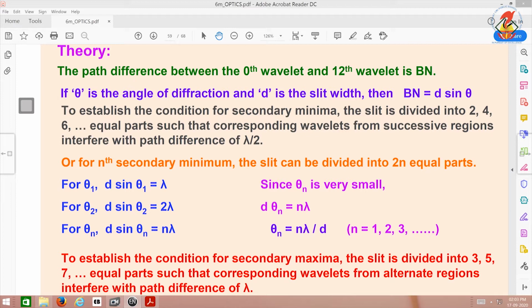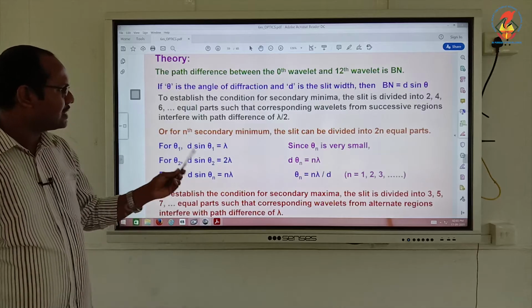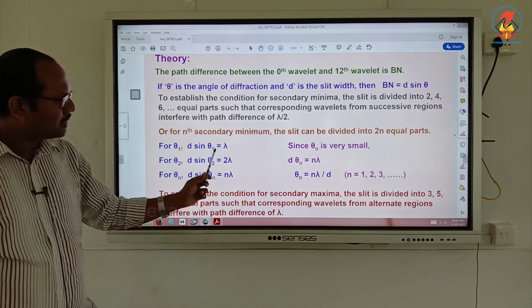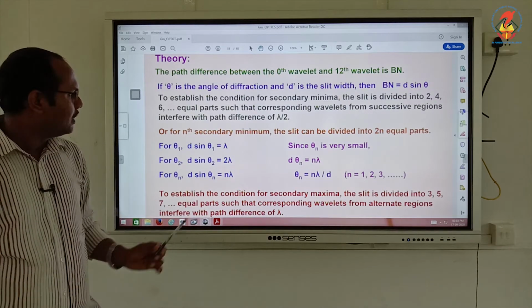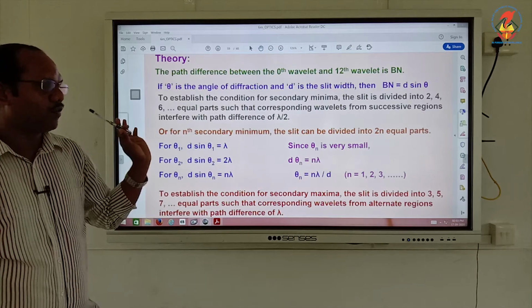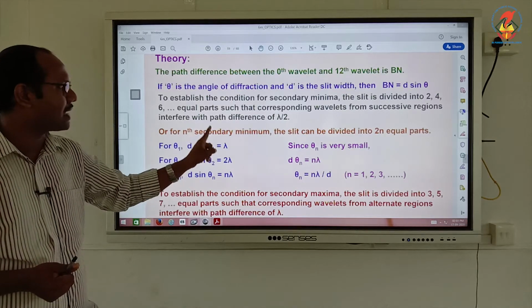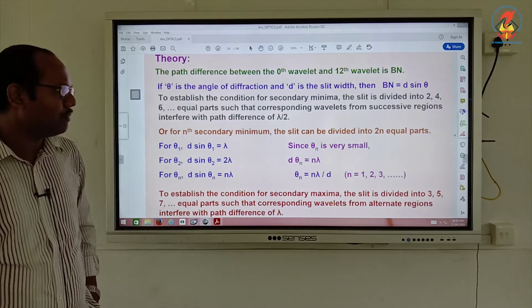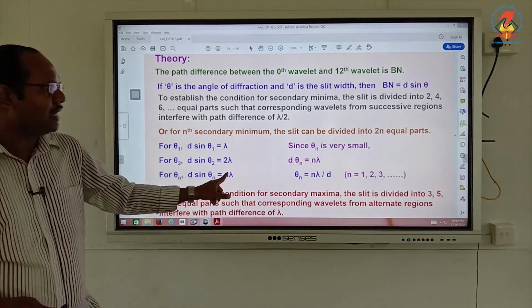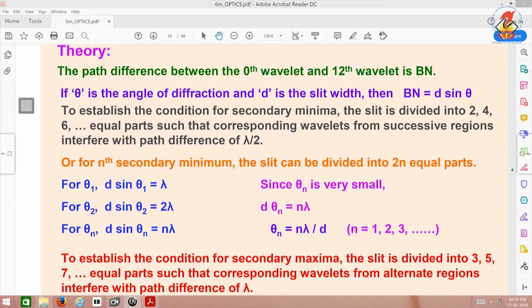Okay, so this section is the continuation of the previous section. So I already told the path difference. The path difference is written as d sin theta. In the last section I told you, whenever the path difference is lambda, 2 lambda, 3 lambda, etc., n lambda, then minimum will be formed. That means dark fringe will be formed. Dark fringe is called a secondary minimum. So for nth secondary minimum, we can write d sin theta n is equal to n lambda. And since theta n is very small, sin theta is approximately equal to theta.